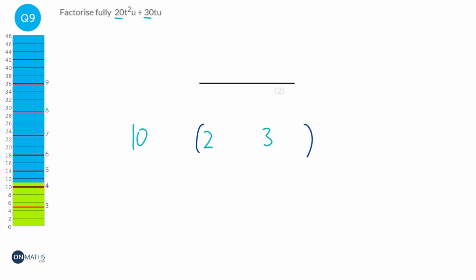Next, I'm looking at the t terms. So we've got t squared there and a t there. So we can divide out a t, but that will leave a t on the first term. And finally, I'm going to look at the u, and there's just a u on both of them I can factorise out, and actually that just leaves nothing on the inside of the bracket.